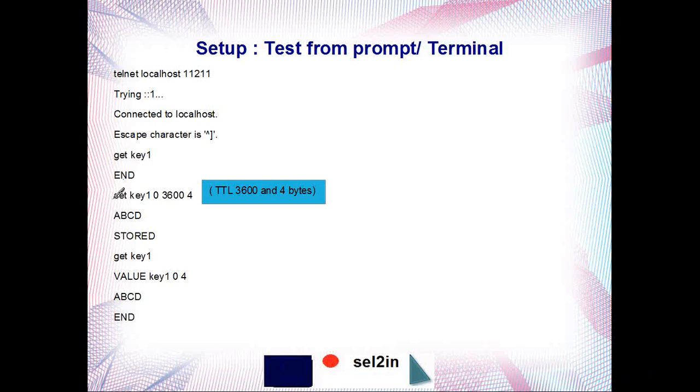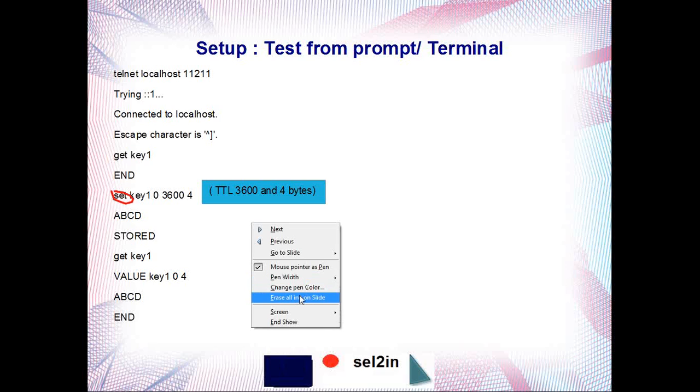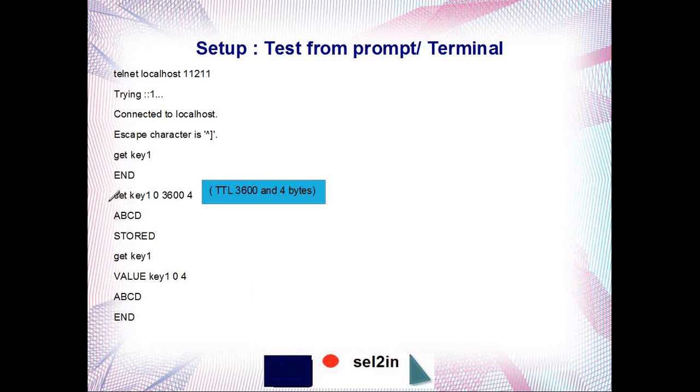So this is the set command, and then I'm saying that the expiry is 3600, and I'll be sending 4 bytes, and these are the actual 4 bytes. And then the server is telling me that it was successfully stored, and then I can get it, and I can again verify that what I sent, ABCD, is what I got back. Right.